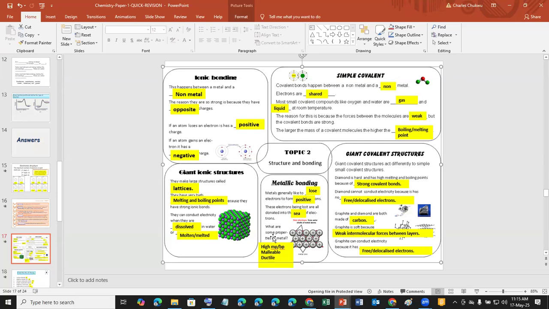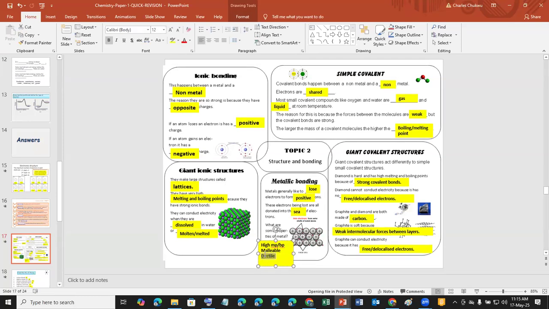It says, what are some properties of metal? We already know this. High melting point, high boiling point. They are malleable, they can be bent, and they are ductile. I'm trying to remember, what does ductility mean again? I can't remember this property, but malleable simply means they can be easily bent into any shape.